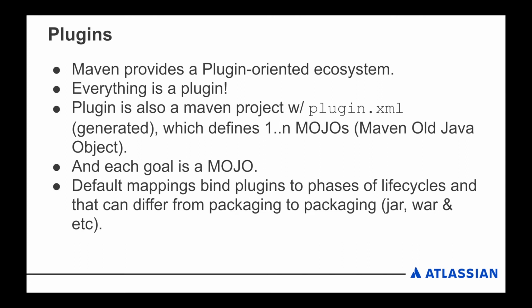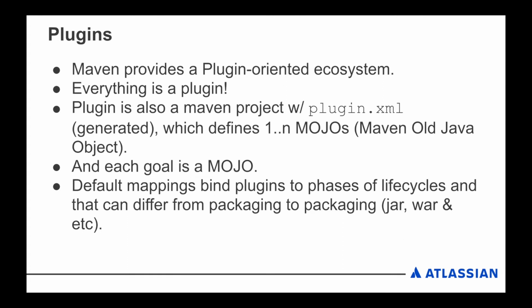Each plugin can contain one or many modules, and modules are Maven plain old Java objects. It has the same analogy with POJOs, and each goal is a mojo in Maven. Plugin development is very easy by using annotations to define the modules, and I'll get to that in the next slide.